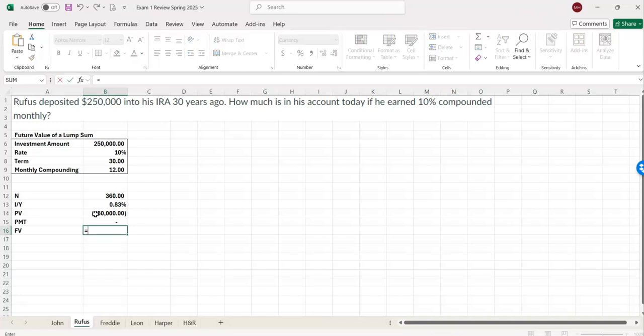So equals FV, open paren, and then we just do rate, the 0.83%, the number of periods, comma. The nice thing about Excel, it tells us exactly what we need: rate, number of periods, payment, present value, type. Everything we do will be the default, so you don't have to worry about type. So payment, comma, present value, comma. So that's $4,959,349.84.